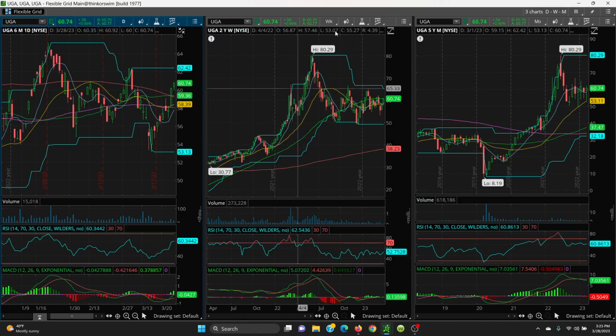But just be careful with this one. It doesn't do a whole lot of volume, so you don't want to go in there with a big chunk of shares, maybe 500 to 2,000, something like that in that area, so you can get in and you can get out in case something would happen there.